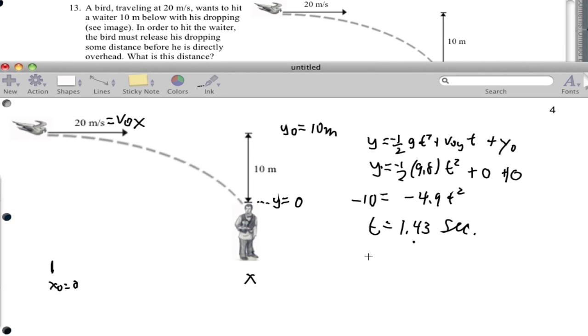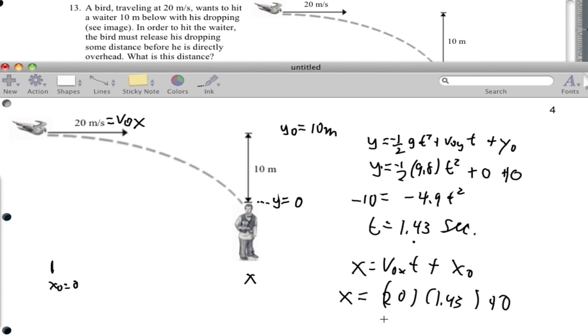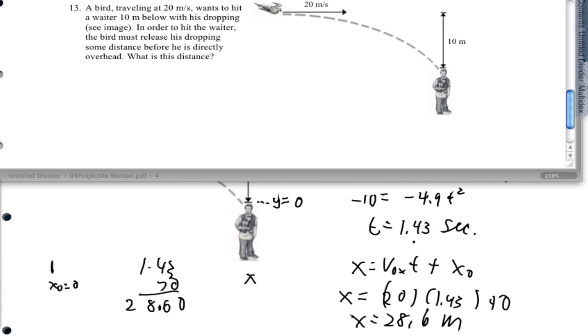So when we get that, that ends up being x equals v naught x t plus x naught, and so we just plug in x equals 20 times 1.43 plus 0, and that's pretty much it. So 1.43 times 20, that's 28.6, to 1 decimal point. So x is 28.6 meters away. So that's pretty much it for that one. This is just good stuff.